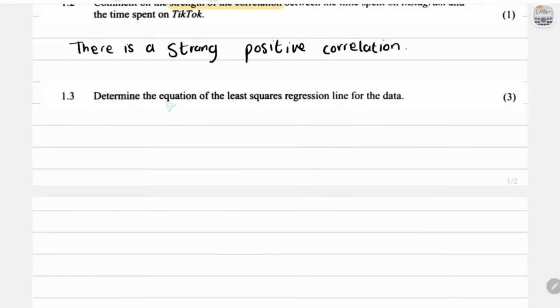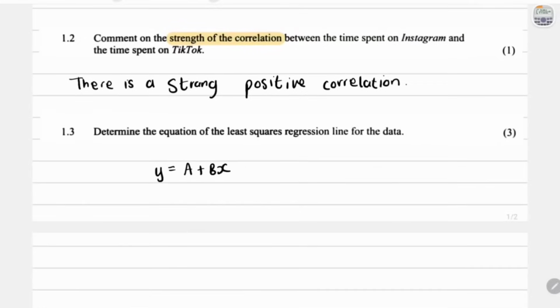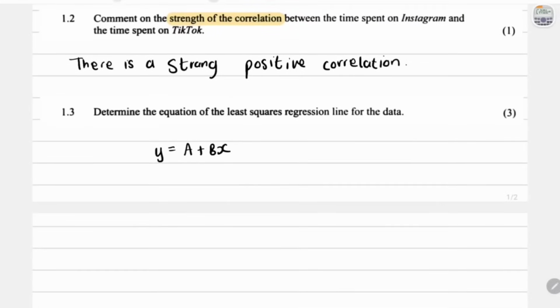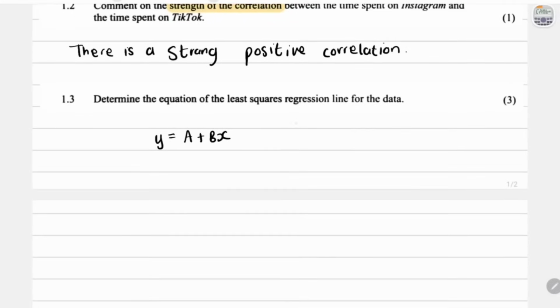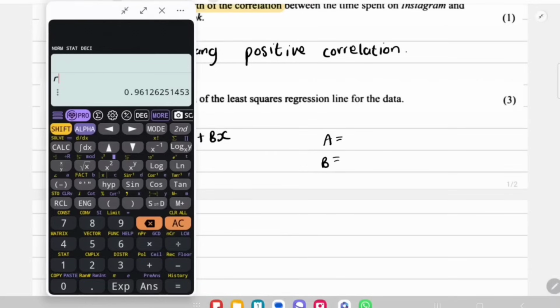Then 1.3 says, determine the equation of the least squares regression line for the data. So remember that the regression line's equation is y equals a plus bx. You would have seen that when you were working on your calculator to put in your bivariate data. So we just need the value of a and the value of b, and we can use our calculator to find that.